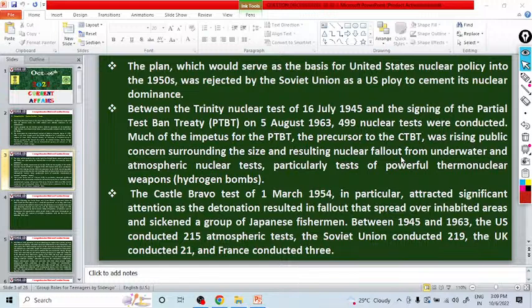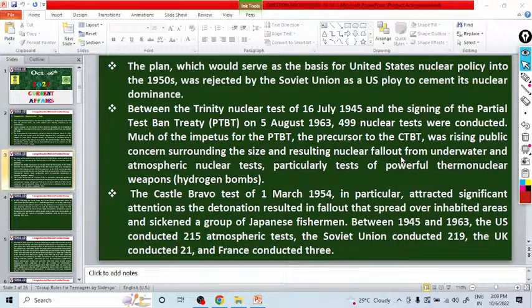The Castle Bravo test of 1954 in particular attracted significant attention as the detonation resulted in nuclear fallout that spread over inhabited areas and sickened a group of Japanese fishermen. Between 1945 and 1963, the USA conducted 215 tests, the Soviet Union conducted 219 tests, the UK conducted 21 tests, and France conducted 3.